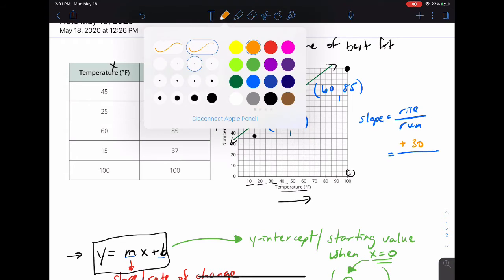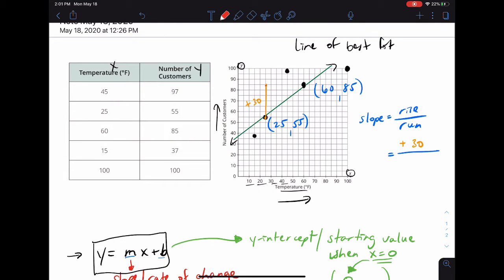Okay, now I'm going to go to the right. So how far do I need to go to the right to get to that other dot? Well, here I'm at 25. Over here I'm at 60. So 60 minus 25 makes 35. Okay, so this is our slope, 30 over 35.